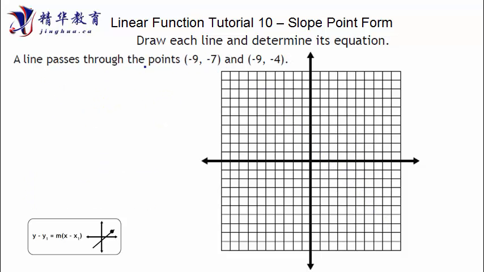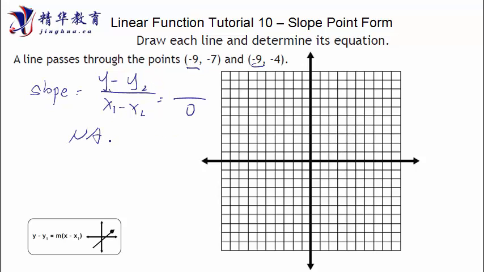Okay, the next one, we got a line that passes through these 2 points. Before we say that, anything special? X value equal to X value. What that means? If the X value is equal to the X value, we know our slope is going to be a problem. Why? Because it's y1 minus y2 over x1 minus x2, right? So x1 and x2 are the same. We're going to have 0 in the denominator. So what we have? We got an undefined slope.